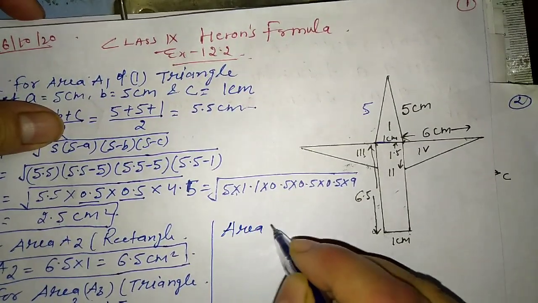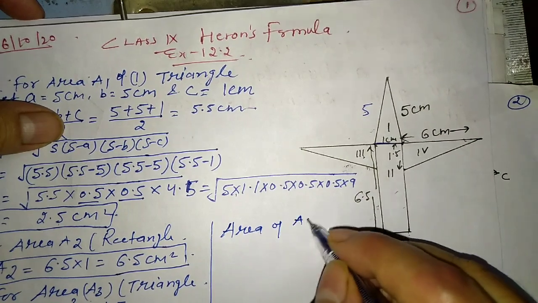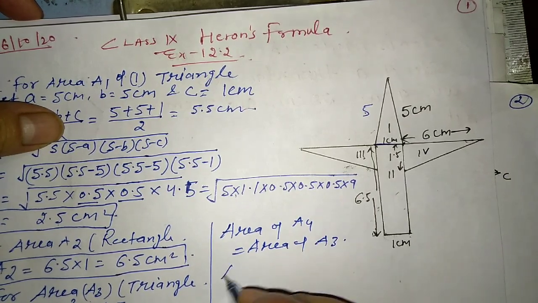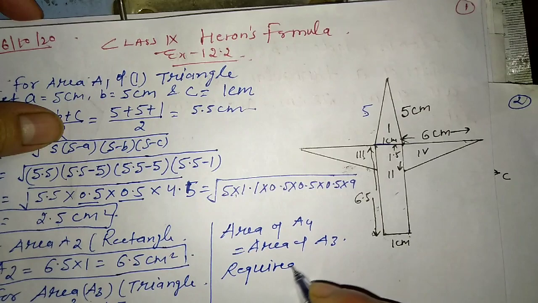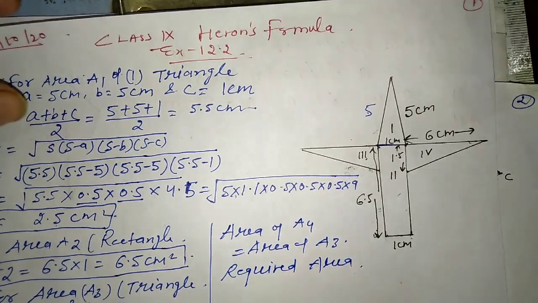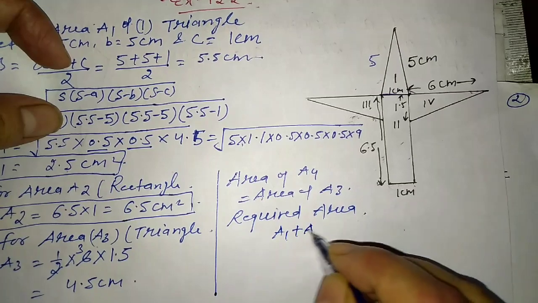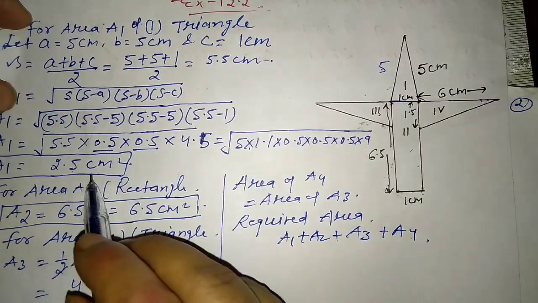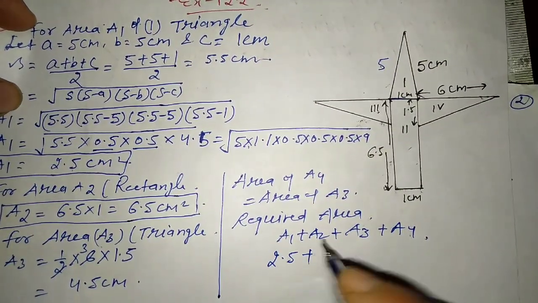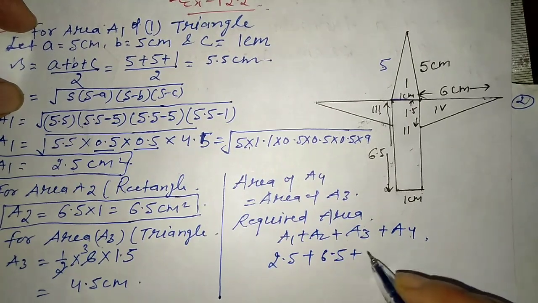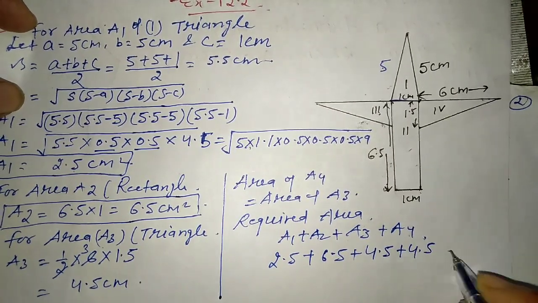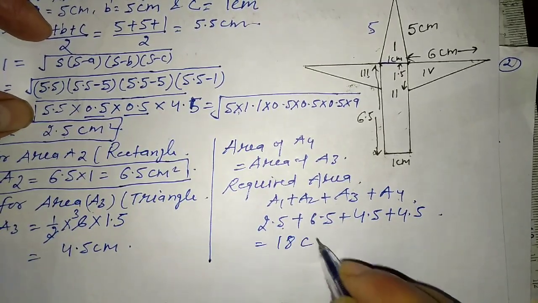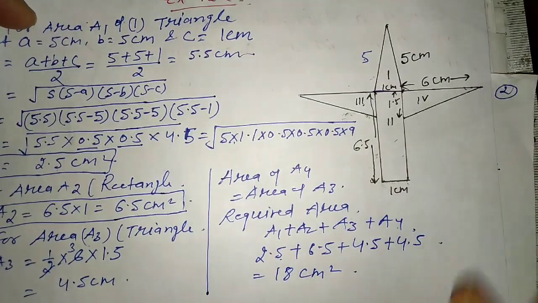We can write area of A4 is equal to area of A3. Now the required area is A1 plus A2 plus A3 plus A4. A1 was 2.5, A2 is 6.5, and 4.5 plus 4.5 becomes 9. So this is 18 centimeter square. So this much paper is required.